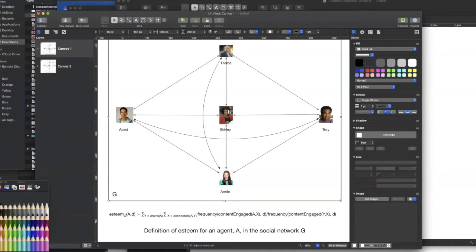How do you measure that without knowing the content? No, you don't have to know the content. You only have to know whether she picks it up. If she disagrees, if she's very engaged with Pierce, even though she disagrees, we don't look at that. We're not worried about agreement. We're only worried about engagement.